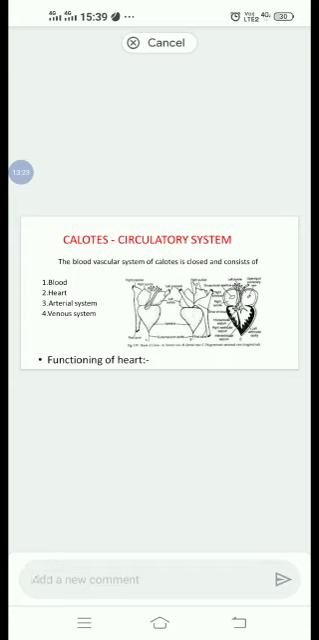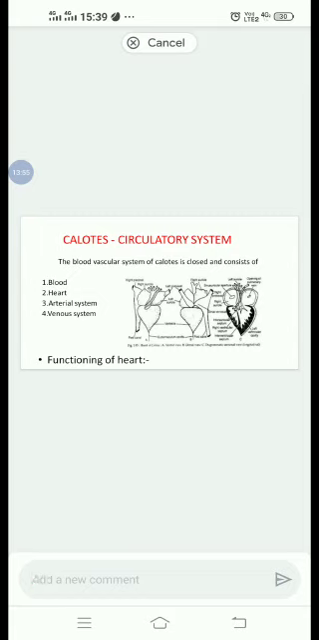Next, we also discuss the circulatory system of Calotes. The blood vascular system of Calotes is closed and consists of: first, blood; second, heart; third, arterial system; fourth, venous system.